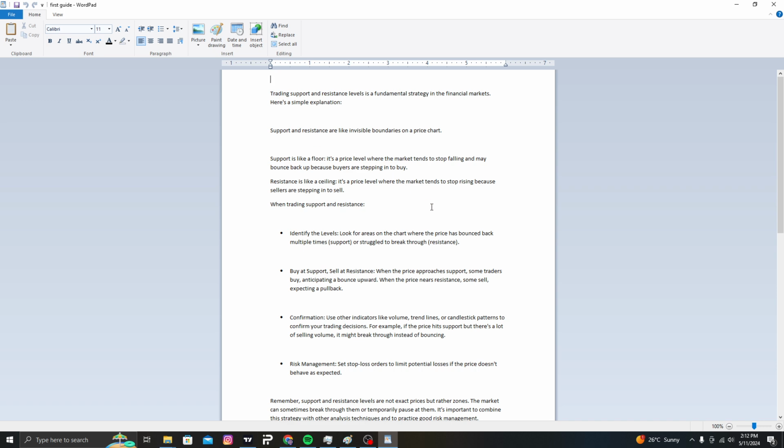Now forget about the pairs, man. We're going to go to those things later. So let me start. Let me read the first paragraph, right? Trading support and resistance levels is a fundamental strategy in the financial markets, right? Here's a simple explanation. I just wrote some simple things for you guys to understand, right?